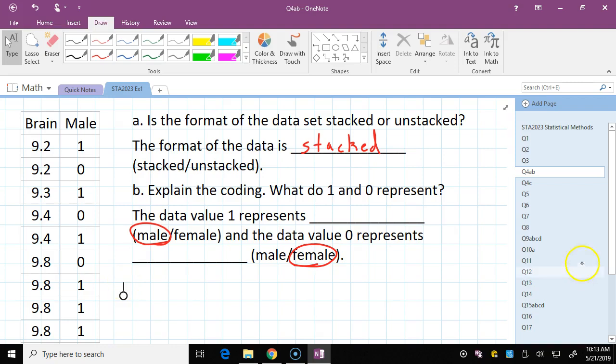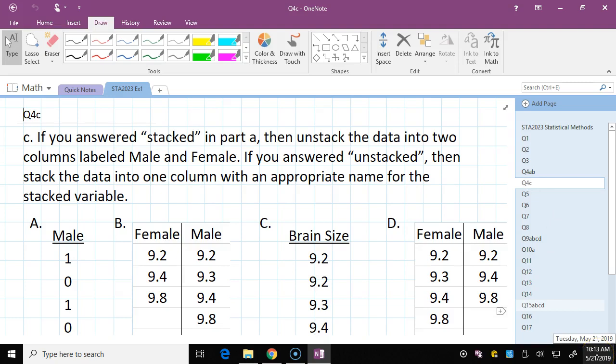All right, so part C says if you answered stacked in part A, then we need to unstack it into 2 columns labeled male and female. If you answered unstacked, then we want to stack the data back up into 1 column with the appropriate name for the stacked variable. Well, obviously we named it stacked, right? So that's going to take out which 2 choices right away? A and C, they're gone because that is stacked information. So we have now narrowed our answers down to B and D.